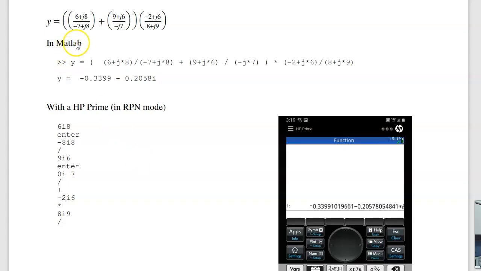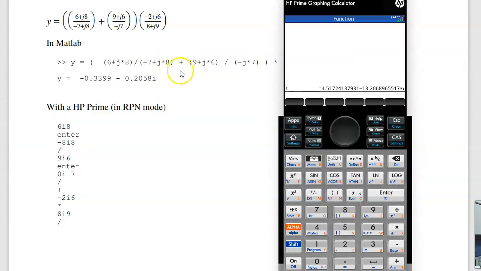Second example. In Matlab, I would type it almost the way you see it, using parentheses, so I get the right order. Kind of a sidelight: if I took out this parentheses, it would actually do 6 plus j8 divided by 7. Take that answer, add it to j8. Matlab interprets it left to right. Adding parentheses never hurts.